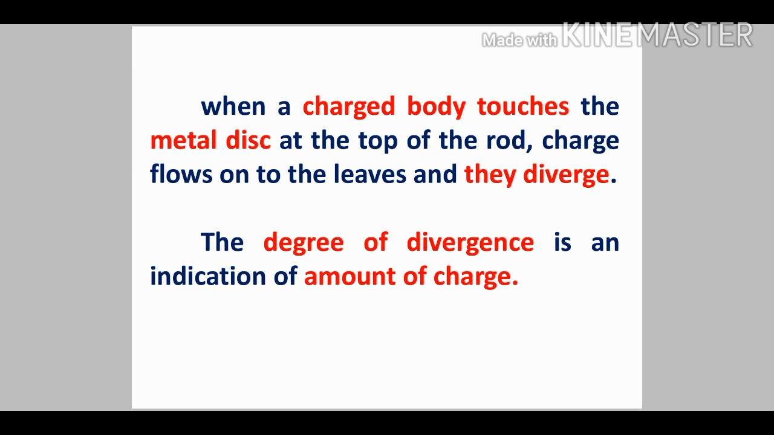First, we'll see how we can detect the charge on a body with the help of a gold leaf electroscope. When a charged body touches the metal disc at the top of the rod, charge flows onto the gold leaves. Since both gold leaves have the same kind of charge, as we know that like charges repel and unlike charges attract, they diverge. The degree of divergence is an indication of the amount of charge. So if the charge present on the body is more, then the degree of divergence will be more.